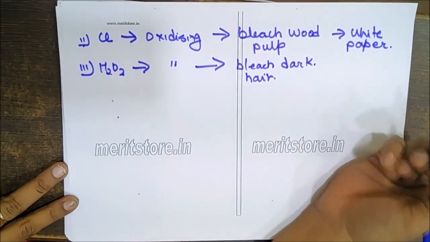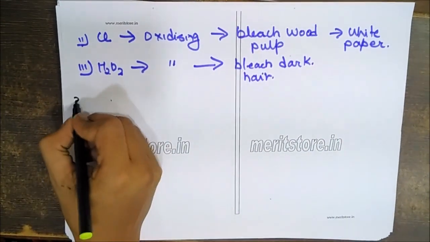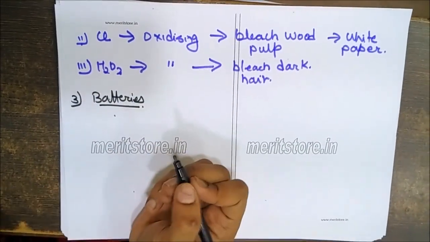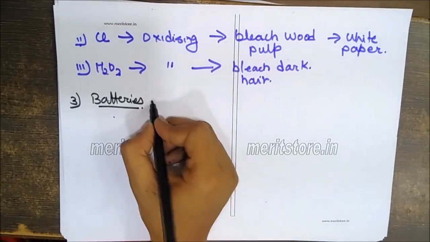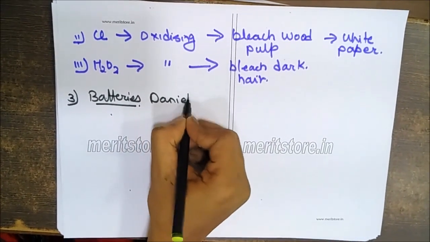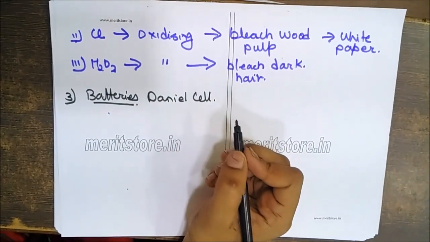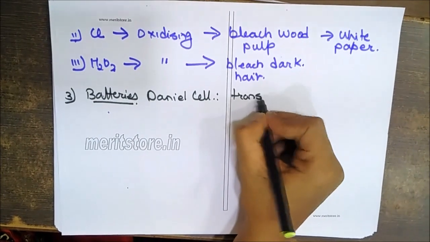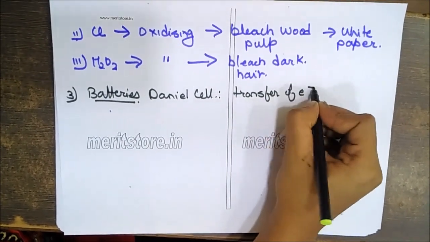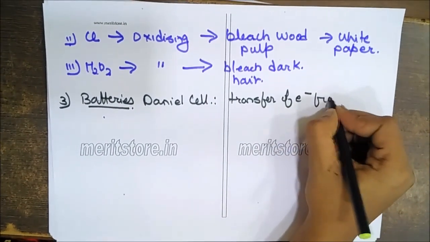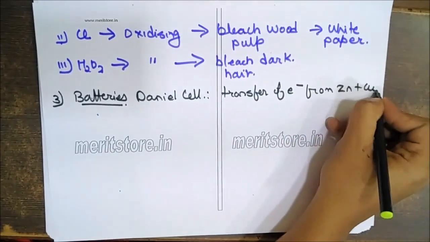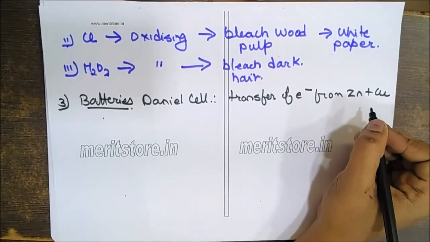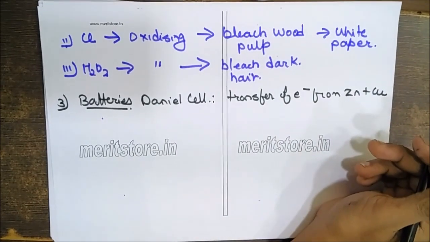Again by redox reaction. Next application is in batteries. Now we know batteries involve the Daniell cell, right? And in the Daniell cell, what happens is there is transfer of electrons from Zn to Cu. And this itself causes generation of electricity.